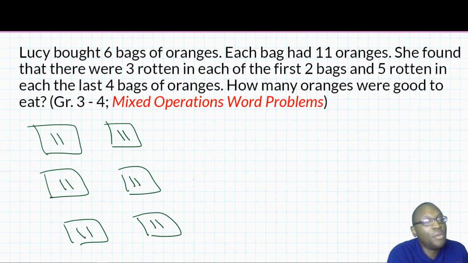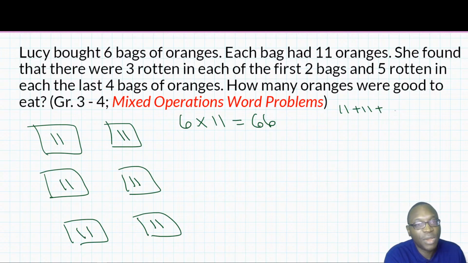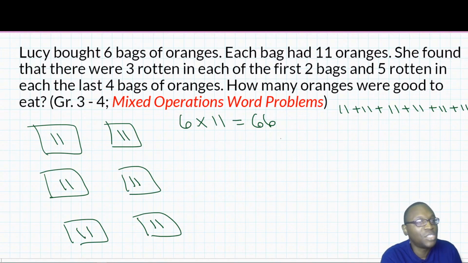And so, how many oranges do we have all together in all the bags, regardless of whether they're good to eat or not? That's going to give you 6 multiplied by 11, which is going to give you 66, or you can add 11 6 times. By the time you get to 4th grade, you shouldn't really have to use this other method because it's going to take more of your time to do. So you can add 11 6 times, or you can just multiply 6 by 11. That will give you the total number of oranges that you have together.